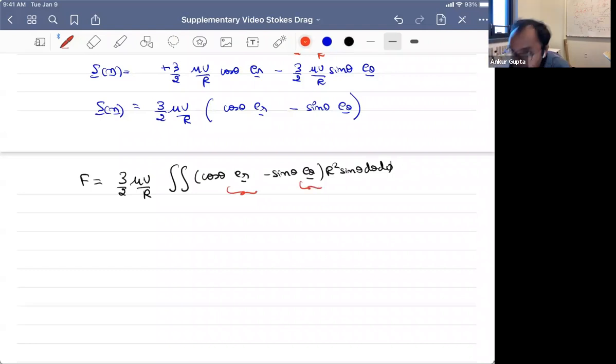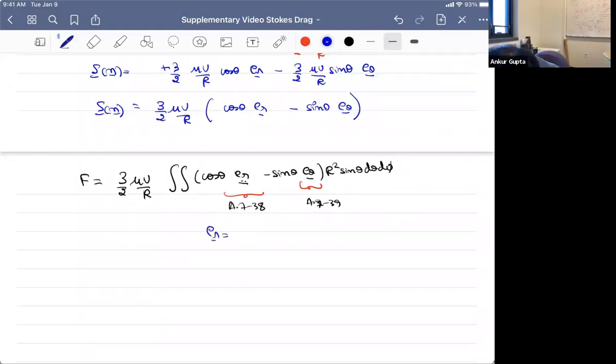You have e_r and e_theta. Both of the directions are changing. They're curvilinear, so we have to substitute them back in e_x and e_y. And if you do that, these are equations 8.7.38 and 8.7.39.